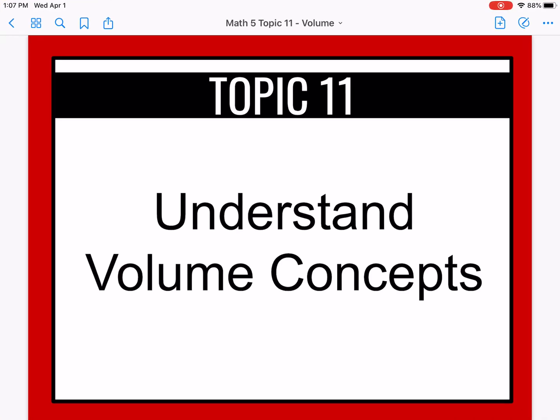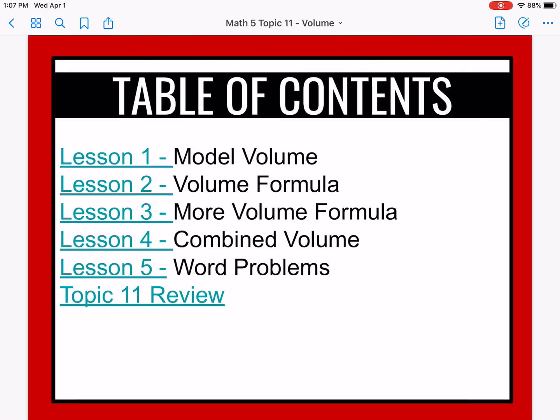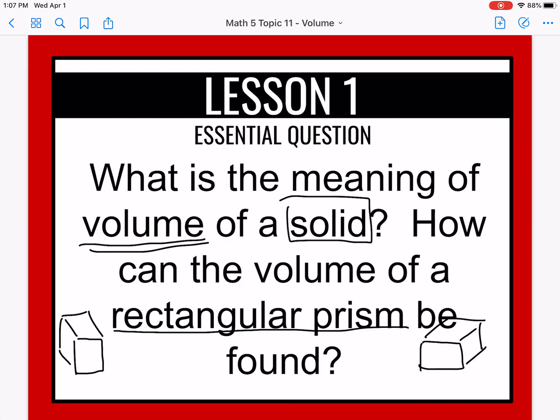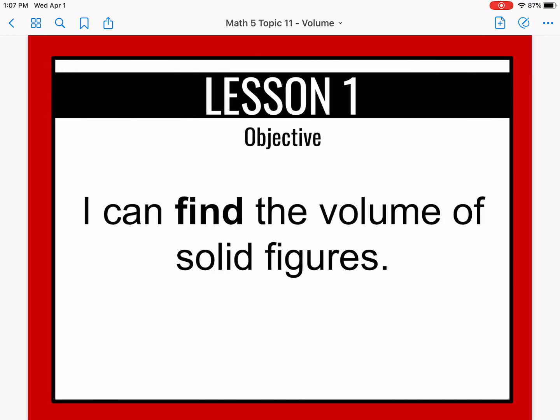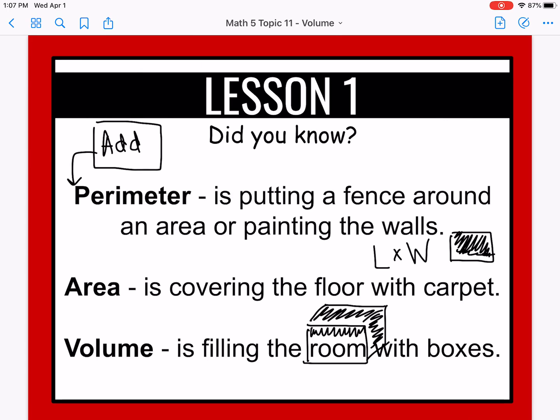Right, welcome back, students. Today is topic 11.2. We are understanding volume. We talked about volume of a solid yesterday, and we're looking at rectangular prisms or rectangular solids, which could mean the long tissue boxes, the square tissue boxes. And then we found the volume yesterday, but through a model.